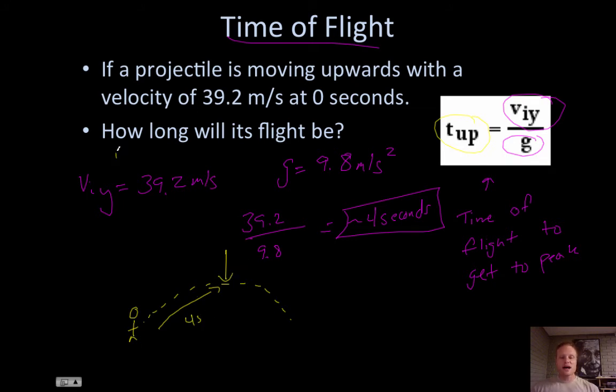Okay. The question is, how long will its flight be? So 4 seconds isn't really the answer. That's half the flight. What would the whole flight be? Well, we need to multiply this by 2. And if we do that, 4 times 2, it would take 8 seconds for the flight of this object.